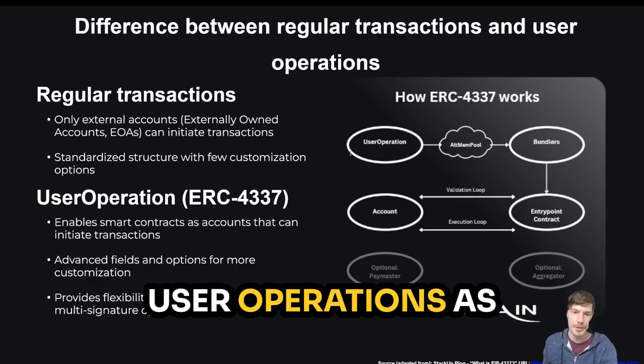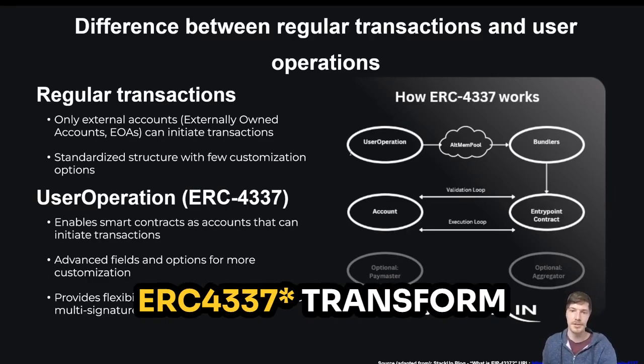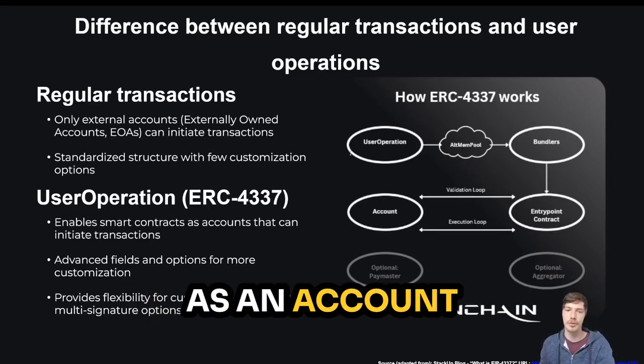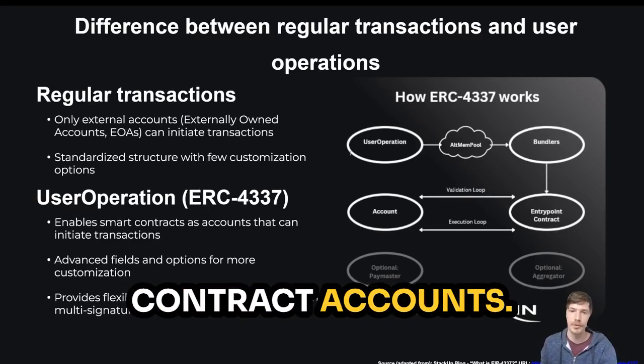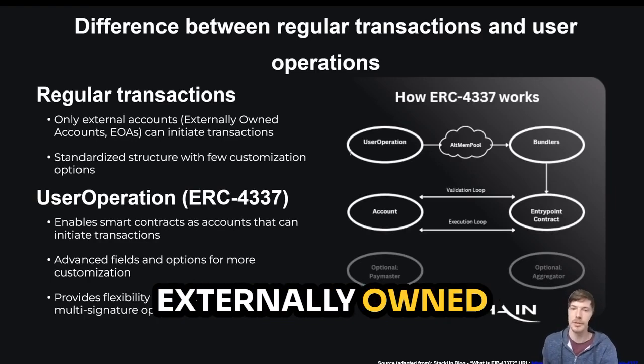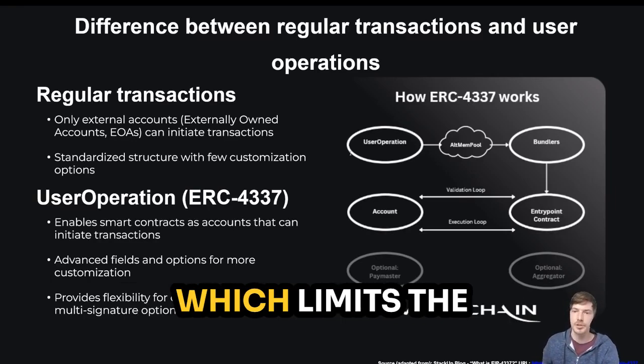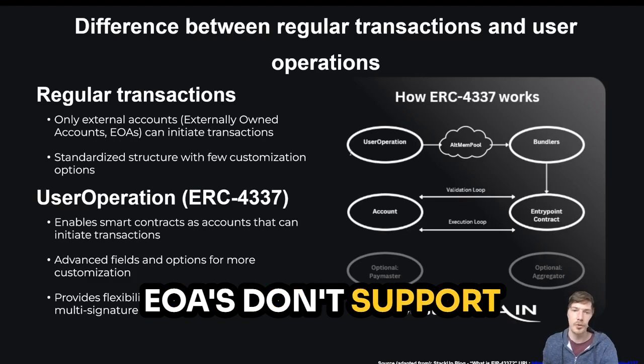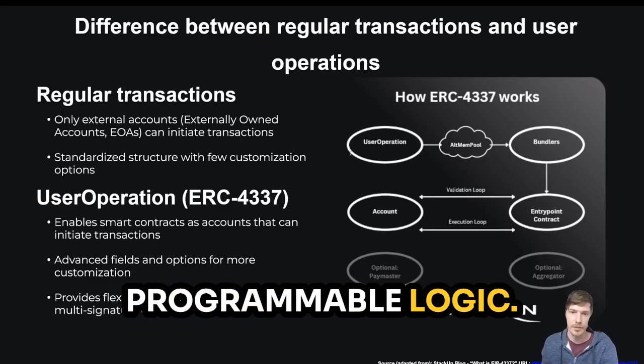User operations, as introduced with ERC 4337, transform the way transactions work on Ethereum by allowing smart contracts to act as an account, referred to as contract accounts. Traditionally, only externally owned accounts could initiate transactions, which limits the flexibility because EOAs don't support programmable logic.